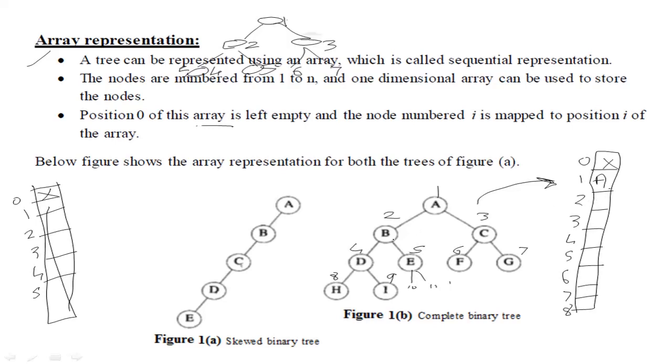Then at the second position, we have B. Third position, C. Fourth position, D, and so on. This will be E, this will be F, G, H. Till the ninth position it will be I. So there are 9 elements here. This is how I will save this particular complete binary tree in the sequential array, something like this.